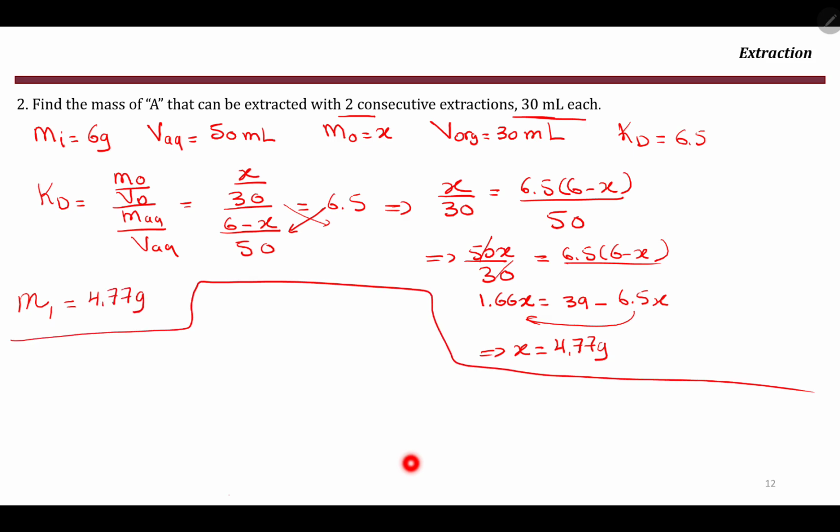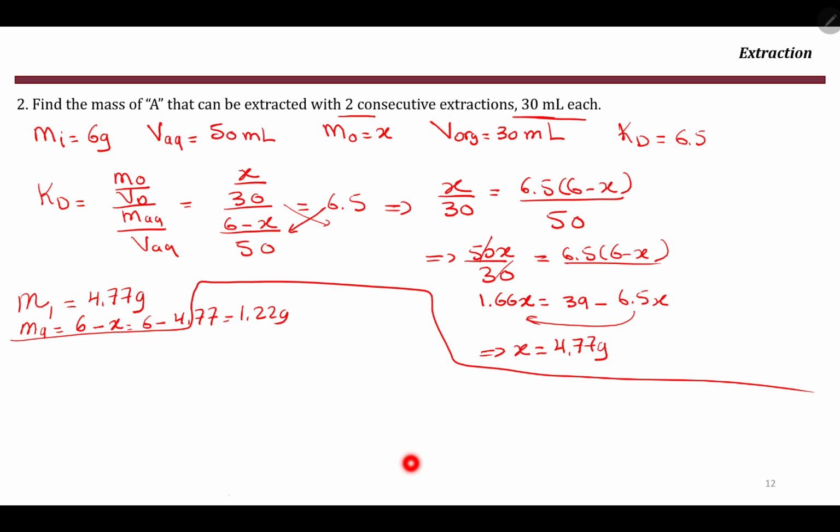Now, we are going to do the same calculations again one more time. But now the initial amount, remember that mass aqueous is equal to 6 minus x. So it's actually equal to 6 minus 4.77. So it's equal to 1.22 grams. So this is the amount of compound A which remained in the aqueous layer.